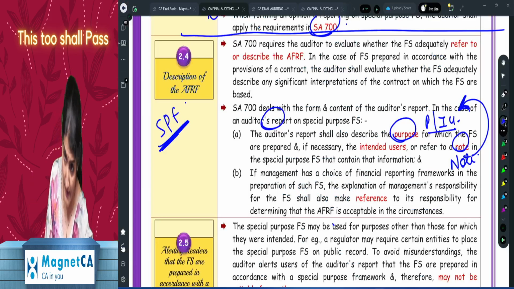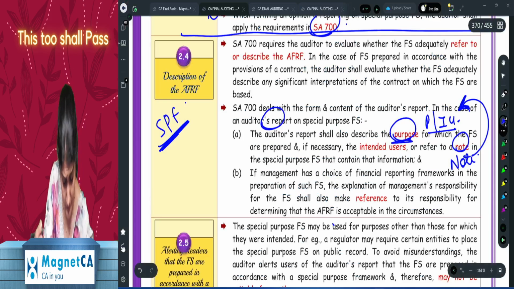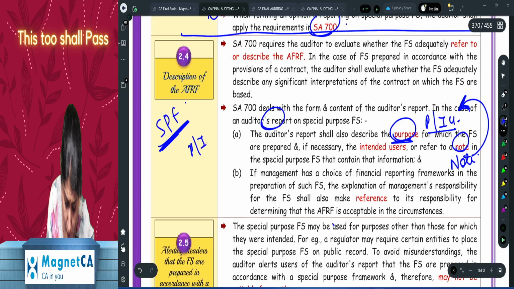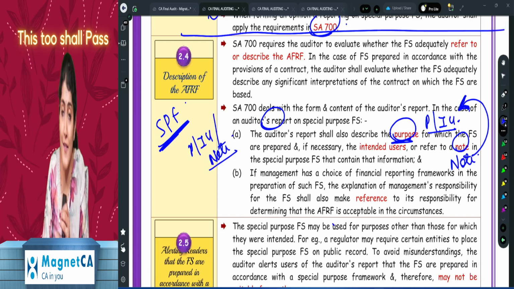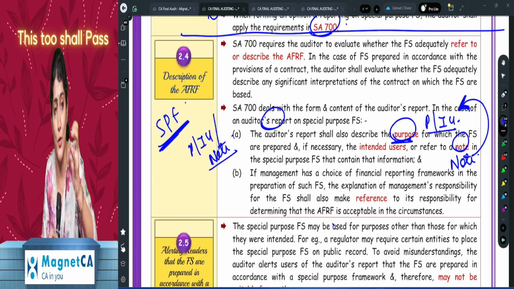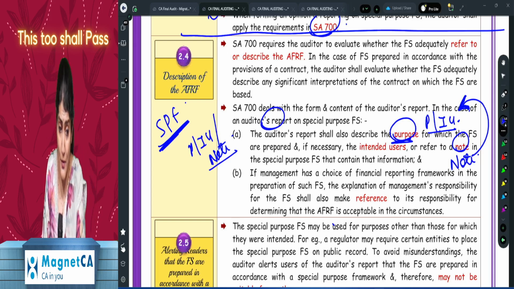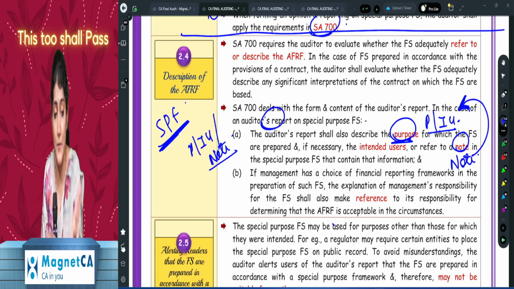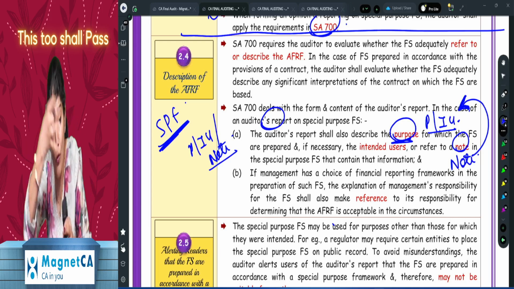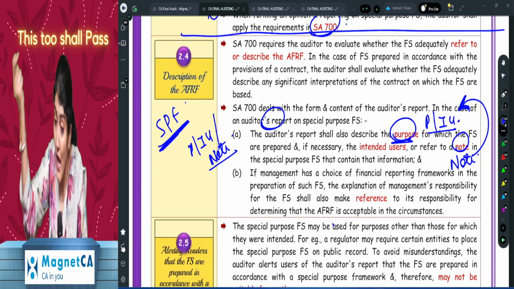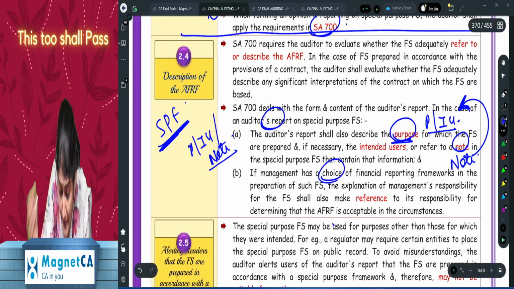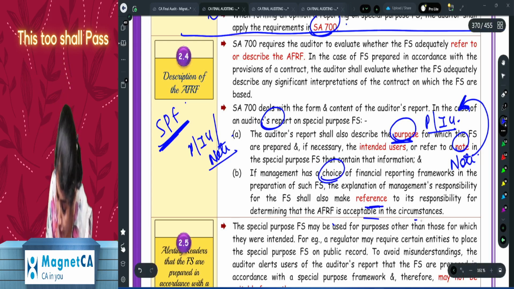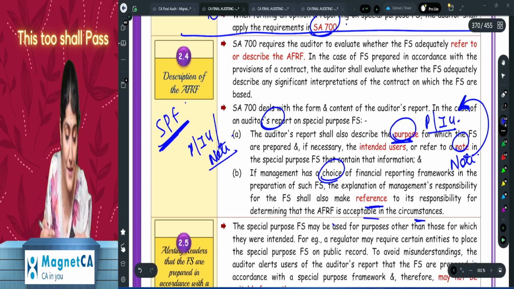matter paragraph, right? So one, you write the purpose and intended users, or you make a reference to the note and say management had a choice of AFRF, that they could have used Dutch GAAP or US GAAP or Australian GAAP or Hong Kong GAAP, Chinese GAAP, Japanese GAAP. So many GAAP options they had. Out of that, how they selected a particular GAAP, the choice of AFRF, and also how that choice was made, again that has to be mentioned in the report.